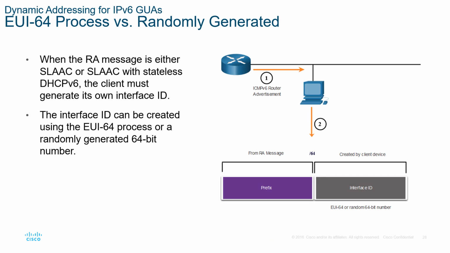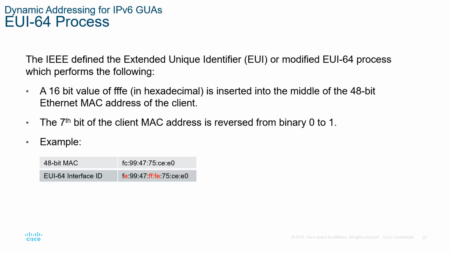So we already talked about the EUI process a little bit. How is this going to work versus a randomly generated interface ID? Again, the interface ID can be done those two ways. The EUI process will split the MAC address in half and add FFFE in between, and then it will also flip the 7th bit. So basically the 7th bit of the MAC address is flipped from the binary 0 to 1. So it flips it.